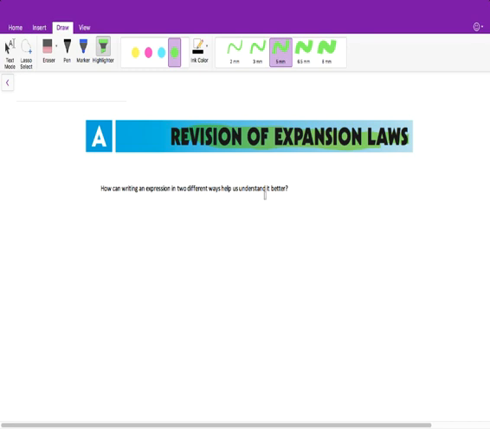And remember, in each of these sections and throughout this entire unit, we want to be thinking about our essential questions. And the first one I'm going to introduce in this video is: how can writing an expression in two different ways help us understand it better? It's something that throughout the unit, throughout the chapter, and throughout the whole year, we constantly should be thinking about.